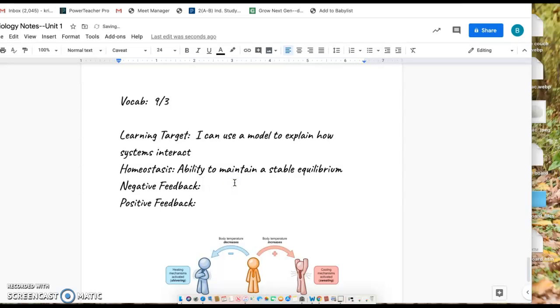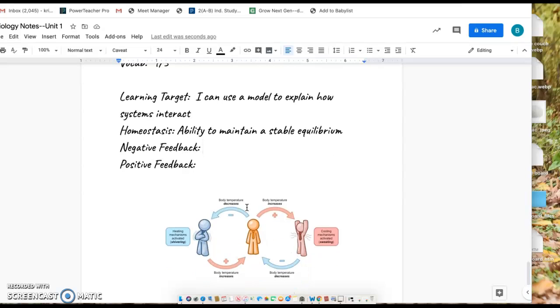Our body does this by carrying out negative feedback. Negative feedback, you may think that that's bad, but it's actually really good. If our body didn't do negative feedback, we would have problems all the time. We would be sick. We would never be healthy.